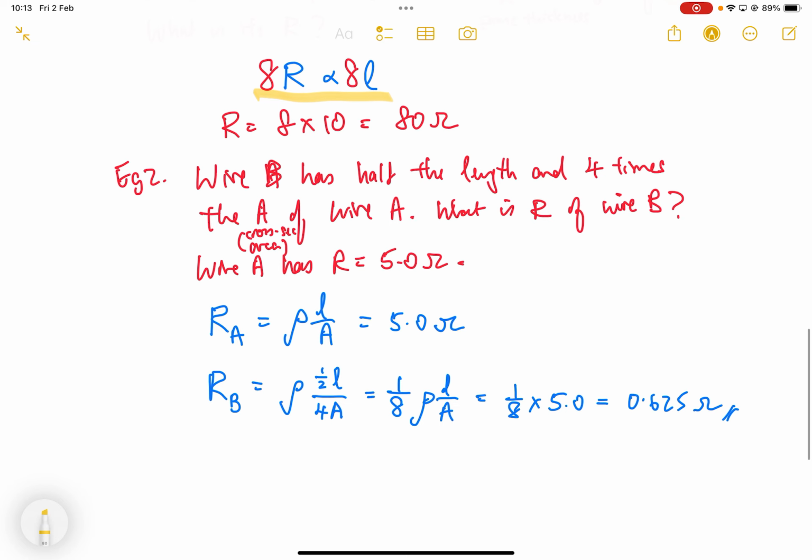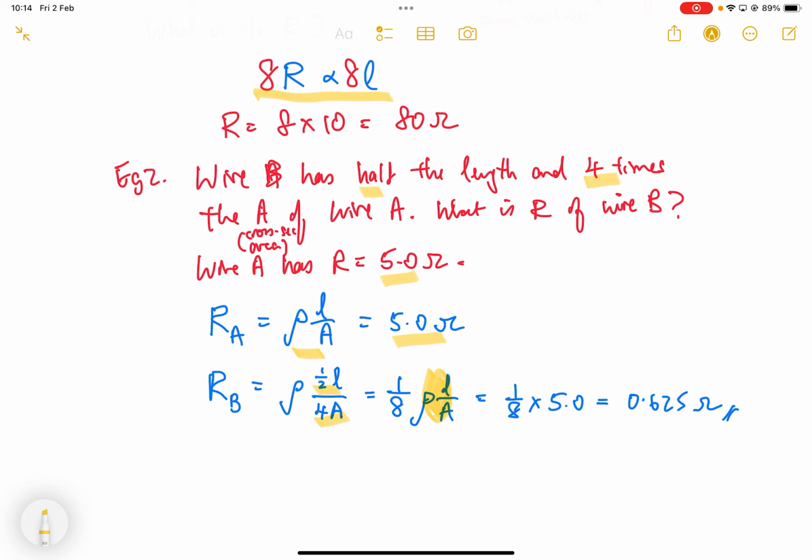So we say that the original wire RA is equal to rho L over A, and you know that it's 5 ohms. So rho L over A is 5 ohms. Then wire B has half the length and 4 times the cross-sectional area. So instead of writing L, we write half L, half the length. And instead of writing A, we write 4A. Then what we want to do is to take out the numbers, leaving only rho L over A here. So half divided by 4 is 1/8.